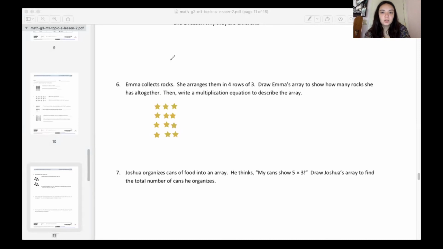Write a multiplication equation. So remember, we have 4 groups, and there are 3 rocks, or 3 stars in this case, in each group. So 4 times 3 equals what? You can skip count, you can add, or you can count individually. Again, I like to skip count because I think it's quicker. So 3, 6, 9, and 12.